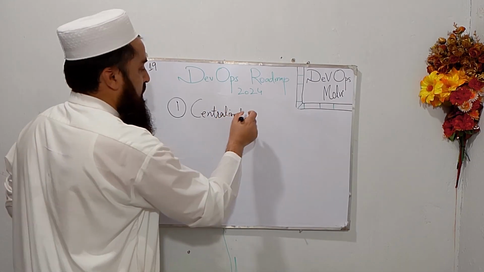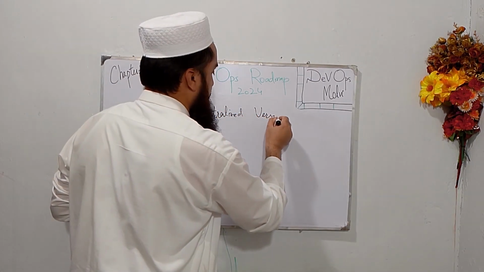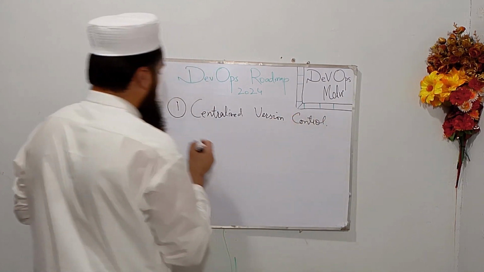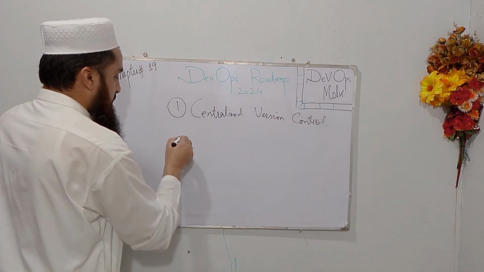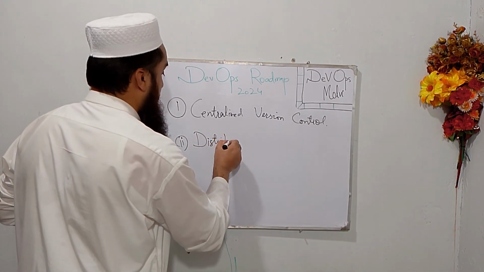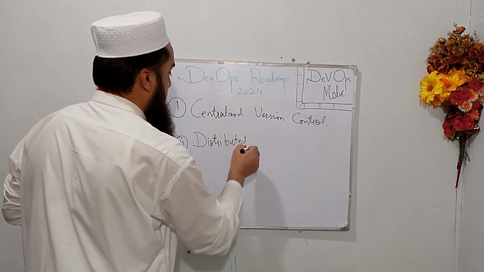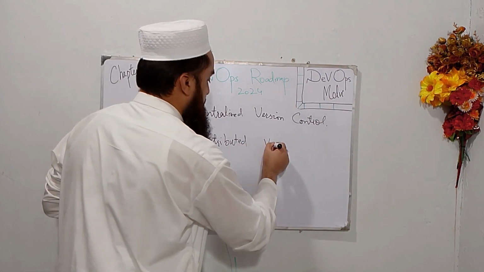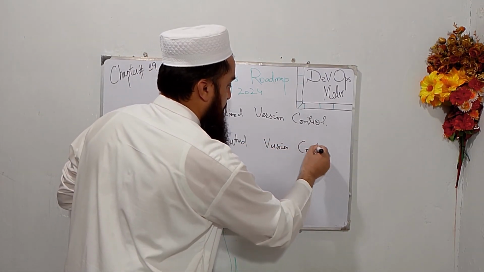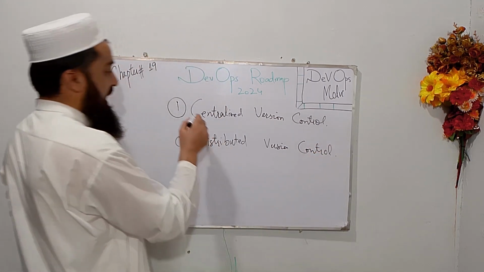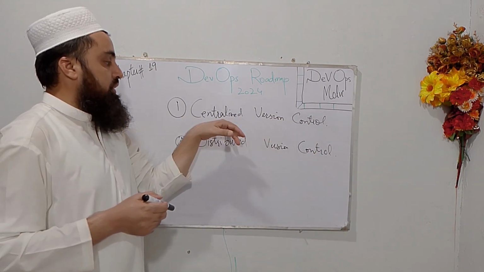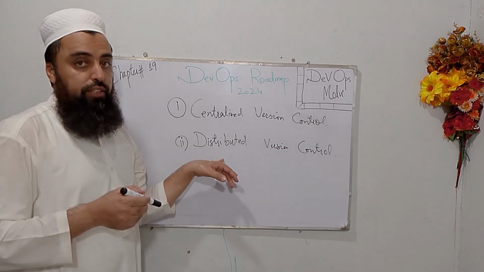Centralized version control. And now distributed version control is used, and there are a lot of benefits of distributed version control as compared to the centralized version control. So actually there are two types of version controls: centralized and distributed.